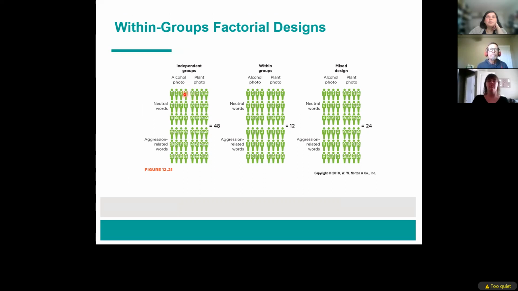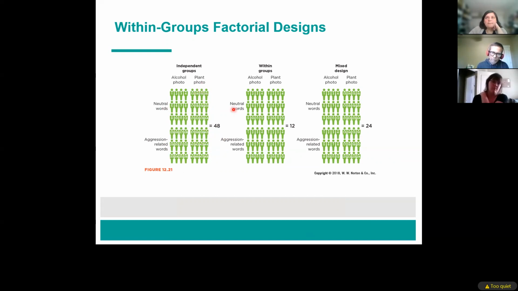So let's say that you had 12 people per condition. This is the alcohol photo or plant photo, and then the neutral words or aggression words. So if you had 12 people per condition, that means that you would need 48 participants, right? So you would have 12 people who are exposed to the alcohol photo and respond to neutral words. Then you recruit another 12 people, they're exposed to the plant photo and neutral words. Then you recruit another 12 people, they're exposed to the plant photo and aggression related words. And then you have another 12 people and they're exposed to the alcohol photo and aggression related words. So you would have 48 people.